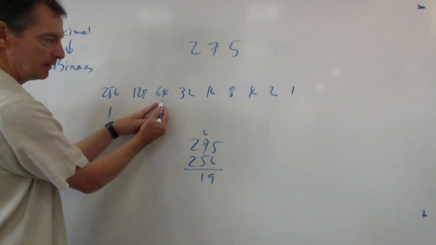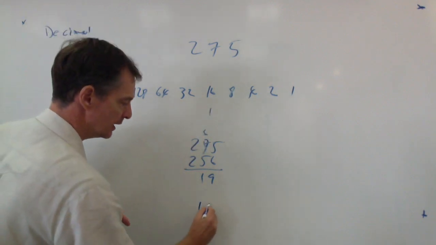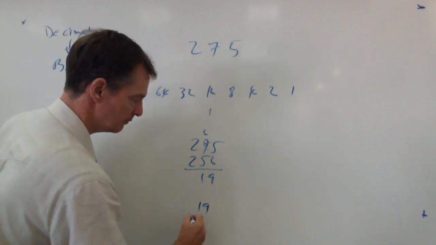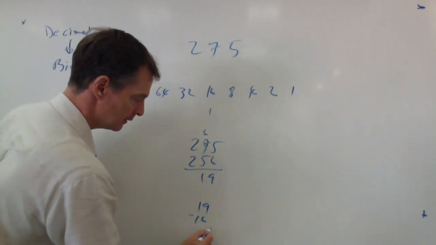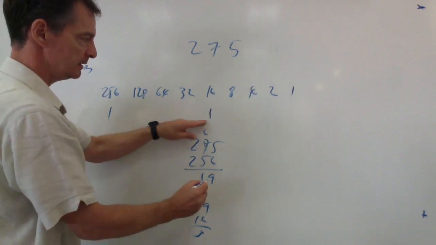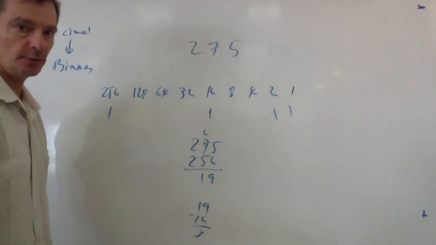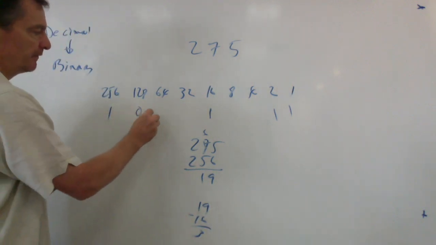We won't need those places. But there we go, 16. So 19 minus 16 gives 3. So we'll take our 16 place. We need 3 more, which we can get right here. So that's a pretty good example. Fill the zeros in.